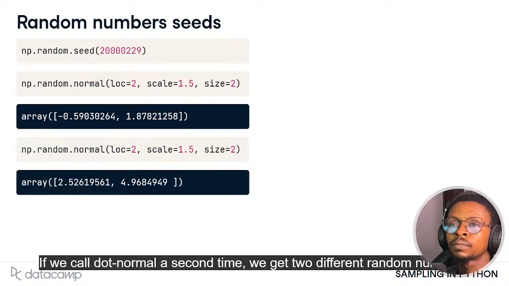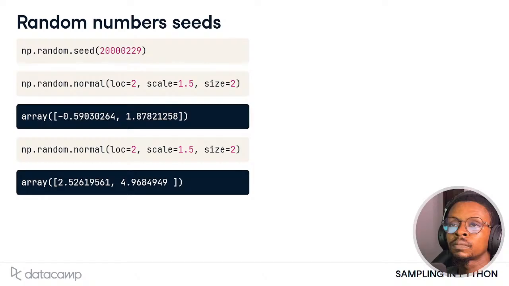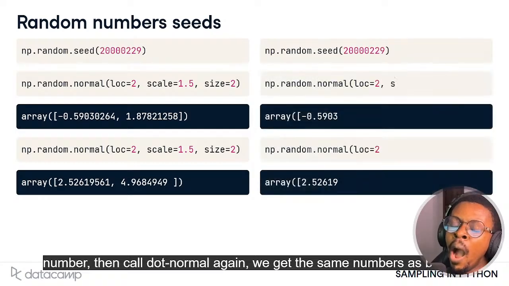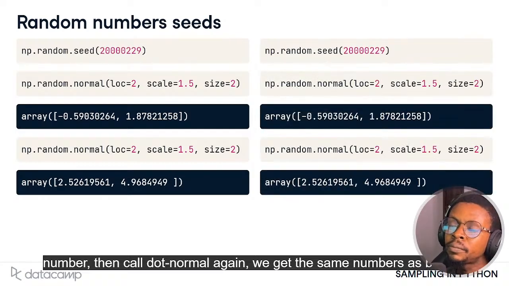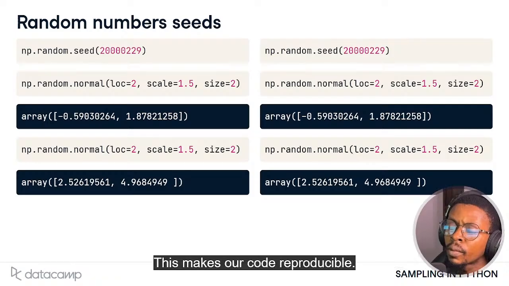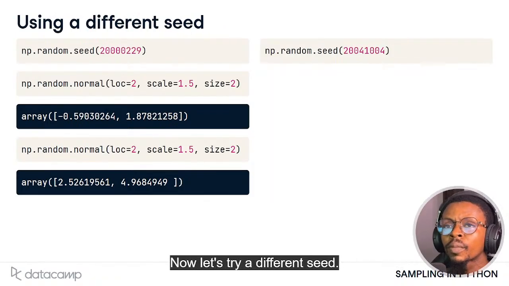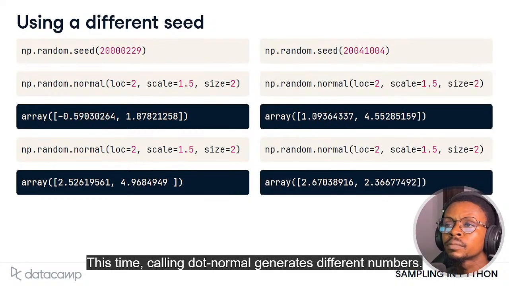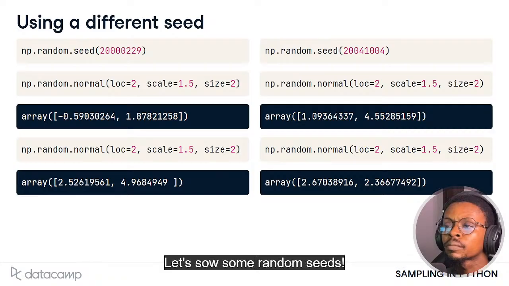If we call .normal a second time, we get 2 different random numbers. If we reset the seed by calling random.seed with the same seed number, then call .normal again, we get the same numbers as before. This makes our code reproducible. Now let's try a different seed. This time, calling .normal generates different numbers.